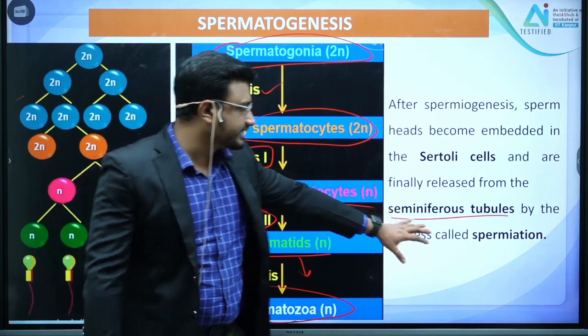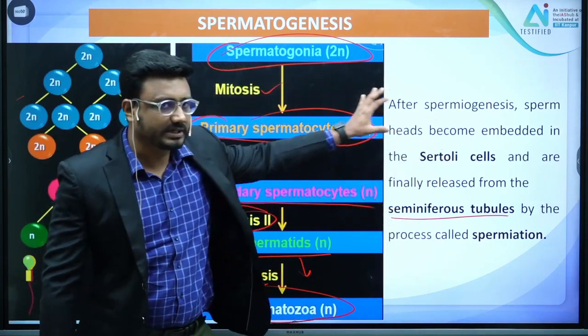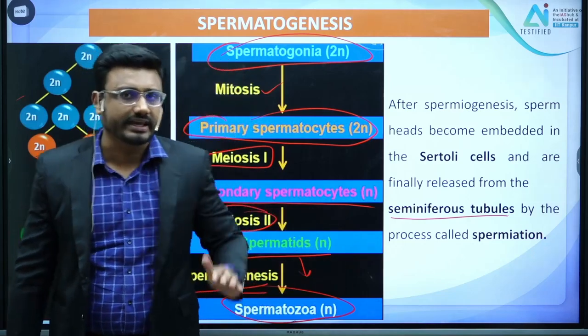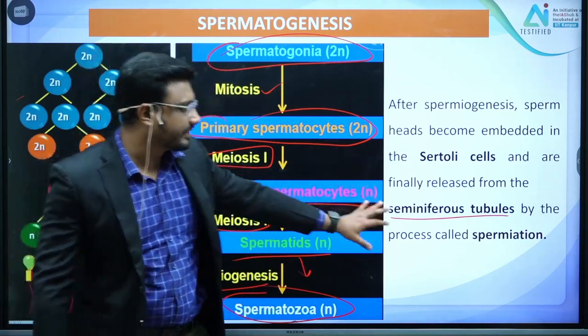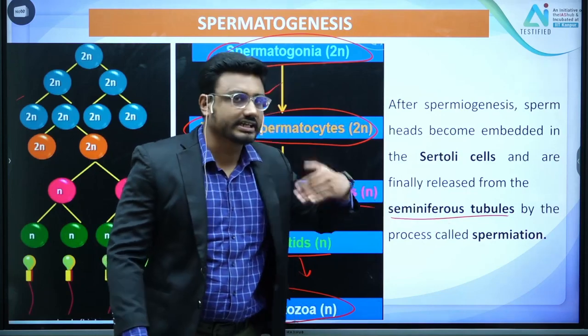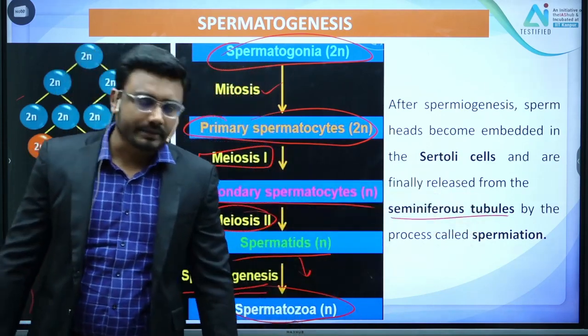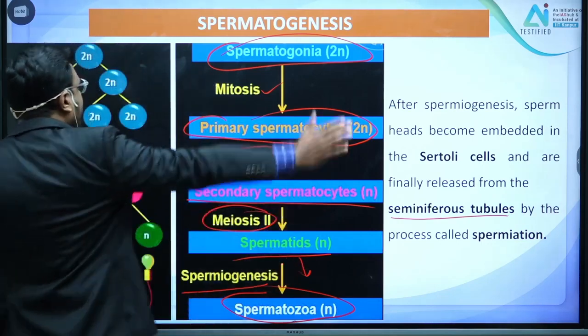Whereas in spermiation, the sperm cells get embedded into the Sertoli cells, and the sperms are finally released from the seminiferous tubules. That process of the release of the sperms from the seminiferous tubules is known as spermiation. So now let's move to the next concept.